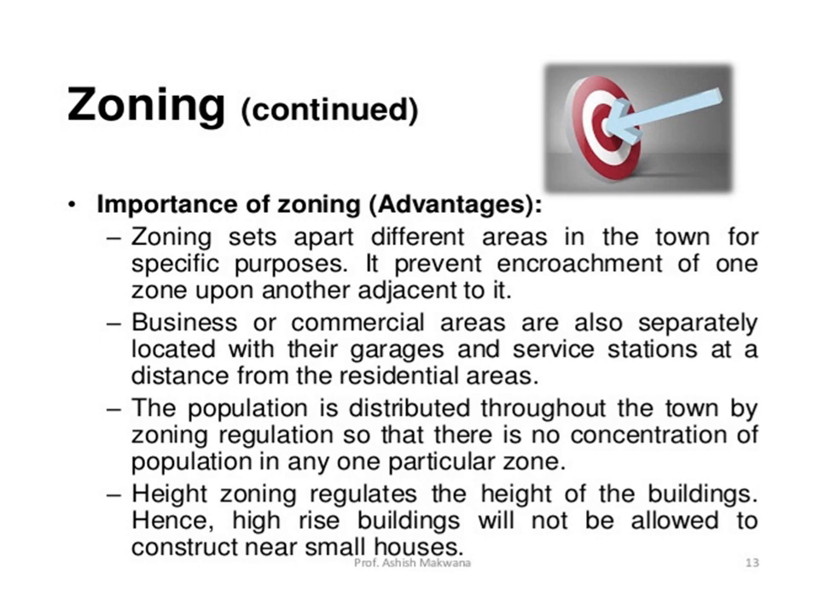It prevents encroachment of one zone upon another adjacent to it. Business or commercial areas are also separated, with their garages and service stations at a distance from the residential area. The population is distributed throughout the town by zoning regulation so that there is no concentration of population in any one particular zone. Height zoning regulates the height of buildings, hence high-rise buildings will not be allowed to be constructed near small houses.